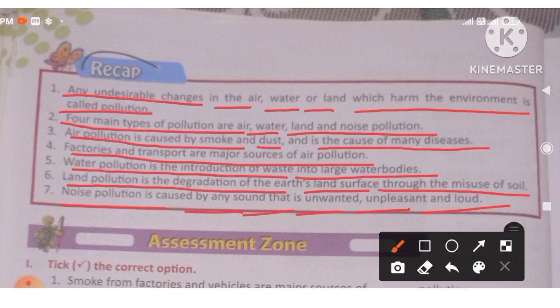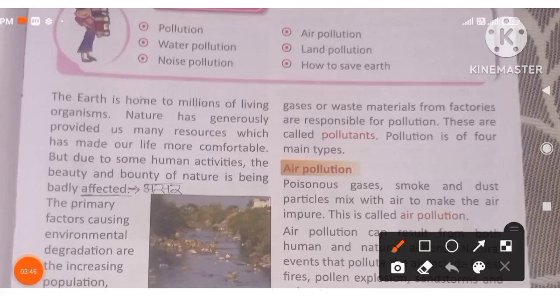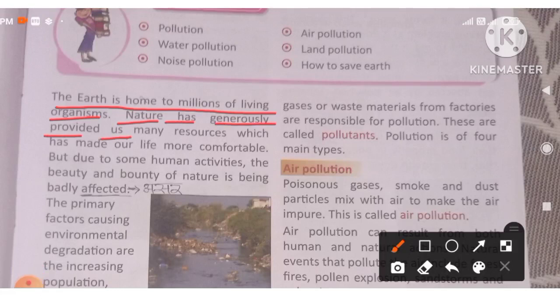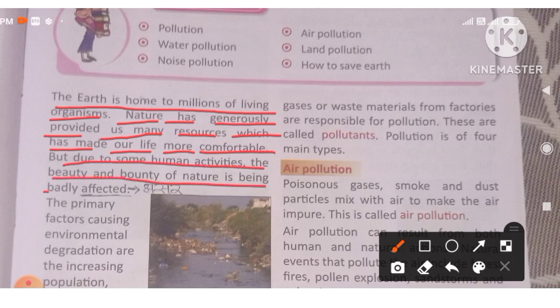Now we will start to read the chapter. Let's start. The earth is home to millions of living organisms. Nature has generously provided us many resources which have made our life more comfortable. But due to some human activities, the beauty and bounty of nature is being badly affected.